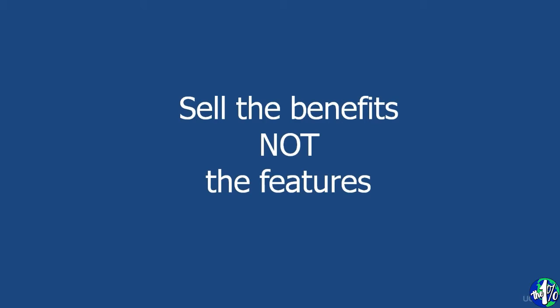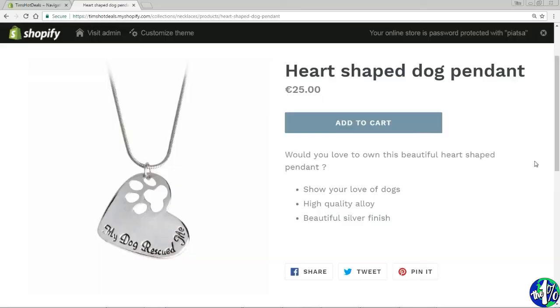And I'm going to give you some top tips coming up here which are really going to help conversions on your site. And the very first one is what I call sell the benefits and not the features. So what am I talking about? Well, let's go over to one of the products I added and I'll illustrate the point using that. So here I am on the heart-shaped dog pendant that we added. Now, the features of this might be that it weighs 5 grams and then it measures 3 centimeters by 2 centimeters, or 1 inch by 3/4 of an inch, depending on where you're from.